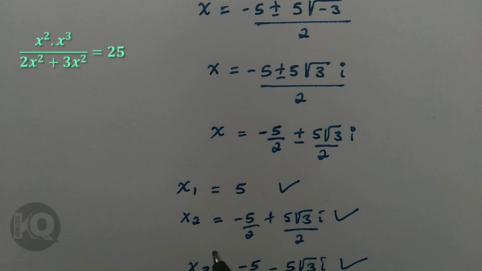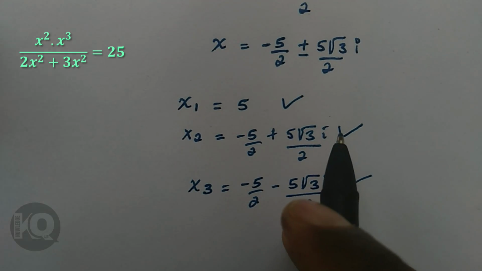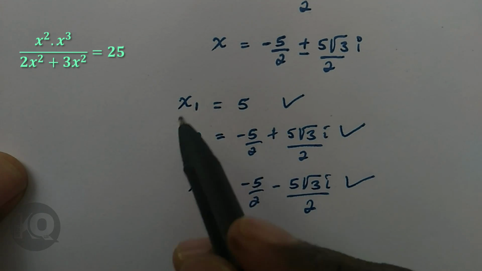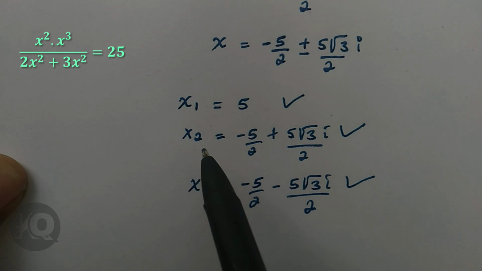So the possible values of x for the given equation are x1, x2, and x3.